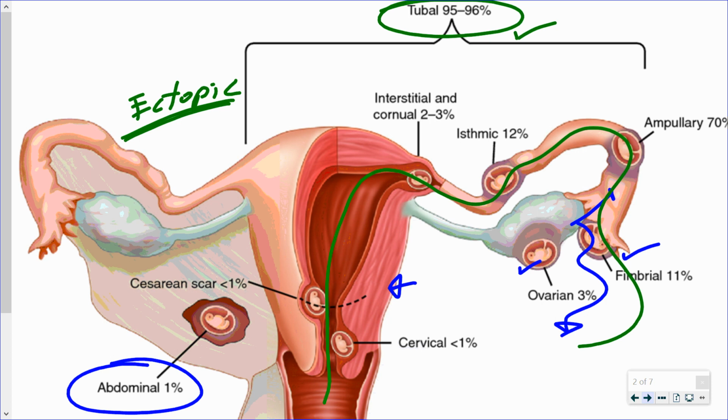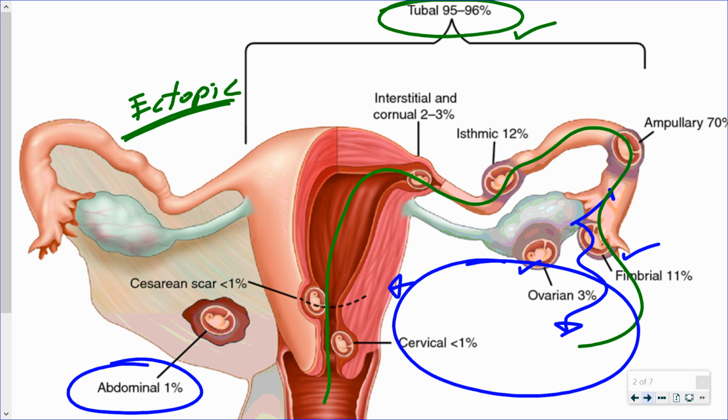So in all of these cases, this creates a little bit of a problem because there may actually be some space for that baby to grow inside of the abdominal cavity. But unfortunately now there is no way for that baby to get out. It cannot make its way out through the normal birth canal, which is passing through the cervix and through the vagina. So all of these are referred to as ectopic pregnancies.